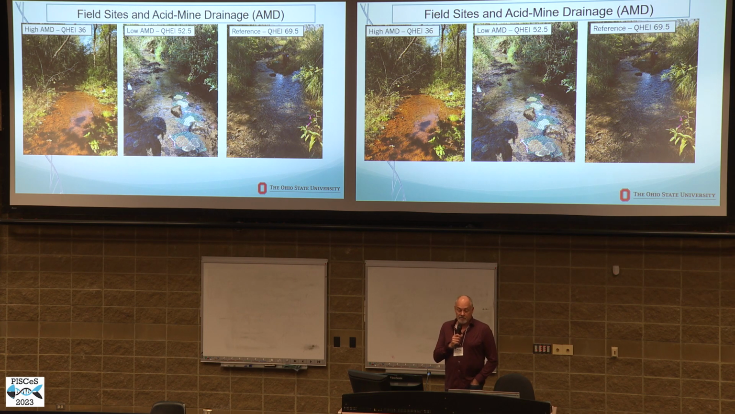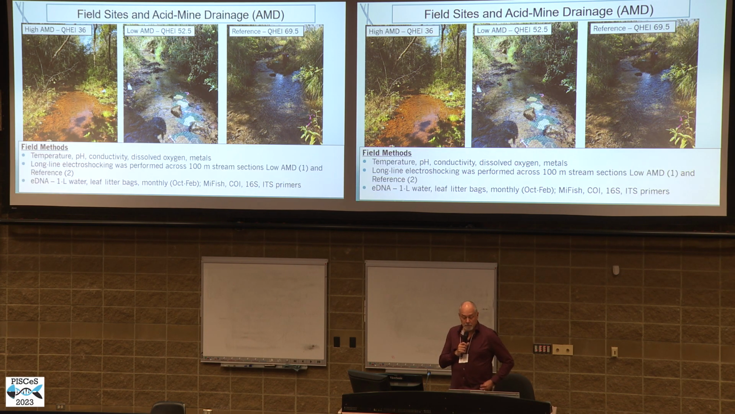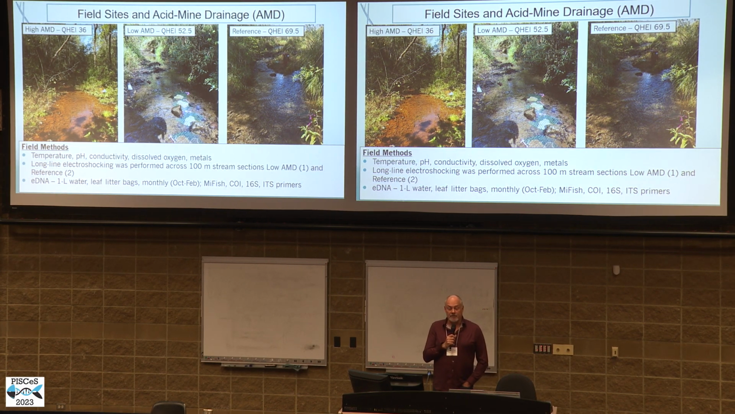So our study site basically comprised 3 different reaches on first and second order streams. On the far left-hand side, you see the typical rust-colored flocculates and precipitates associated with low pH and high acid mine drainage streams. We also had a low AMD stream and a reference site from another tributary in the watershed. At all these sites, we measured standard water quality parameters as well as metals, and conducted backpack electrofishing at the low AMD site and the reference site.